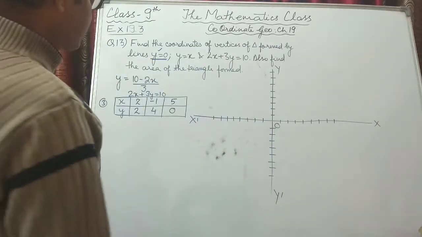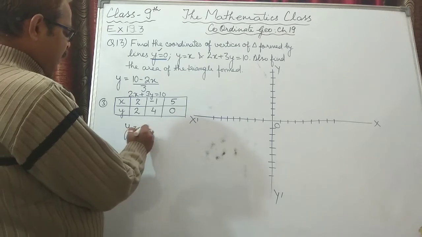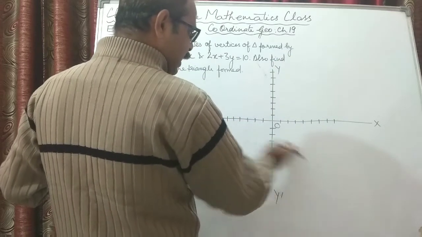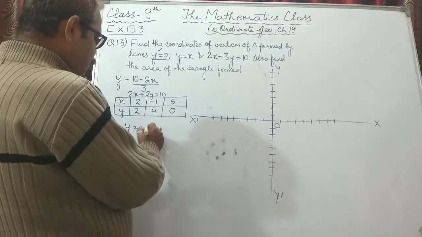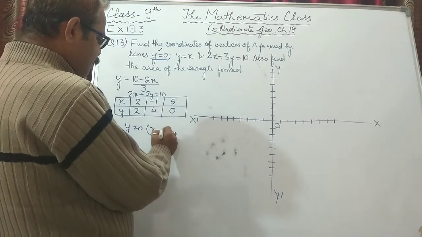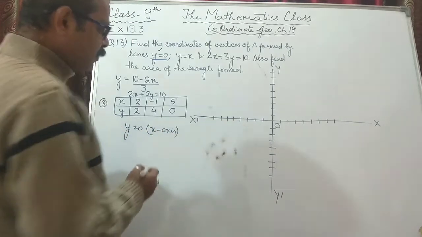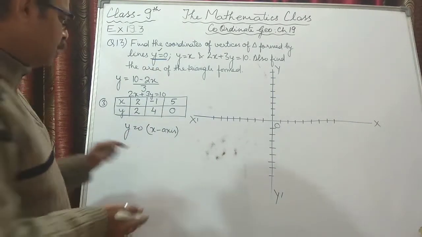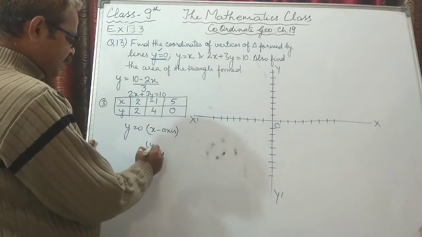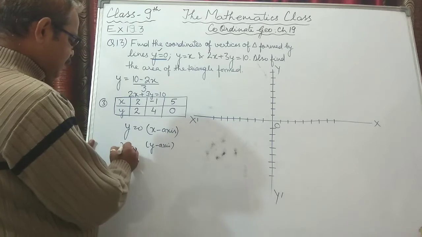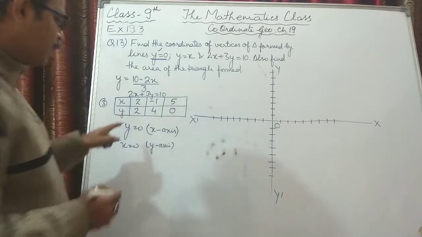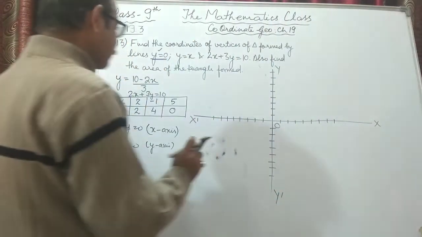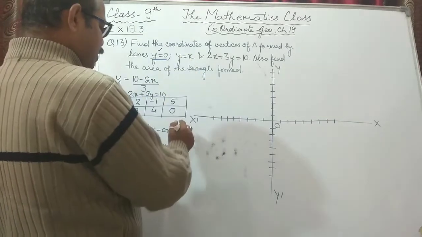First of all, they say that y is equal to 0. Y is equal to 0 means y is neither above nor below, and x can be anything. So y is equal to 0 is the x-axis. Always remember that the equation of the x-axis is y is equal to 0 and the equation of the y-axis is x is equal to 0. So y is equal to 0 means the x-axis. Second, they say y is equal to x.